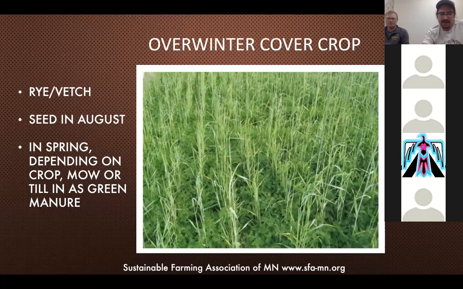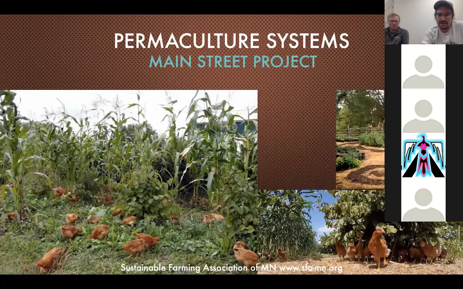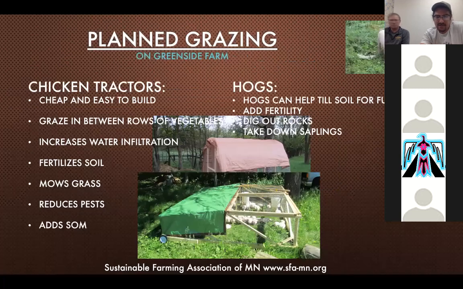Overwintering cover crops, we kind of got to that. This is the typical rye and vetch seed in August, and then it'll come up and you can mow it in as green manure. Permaculture, or this is utilizing chickens, getting creative, utilizing livestock. This was at my place, a chicken tractor.